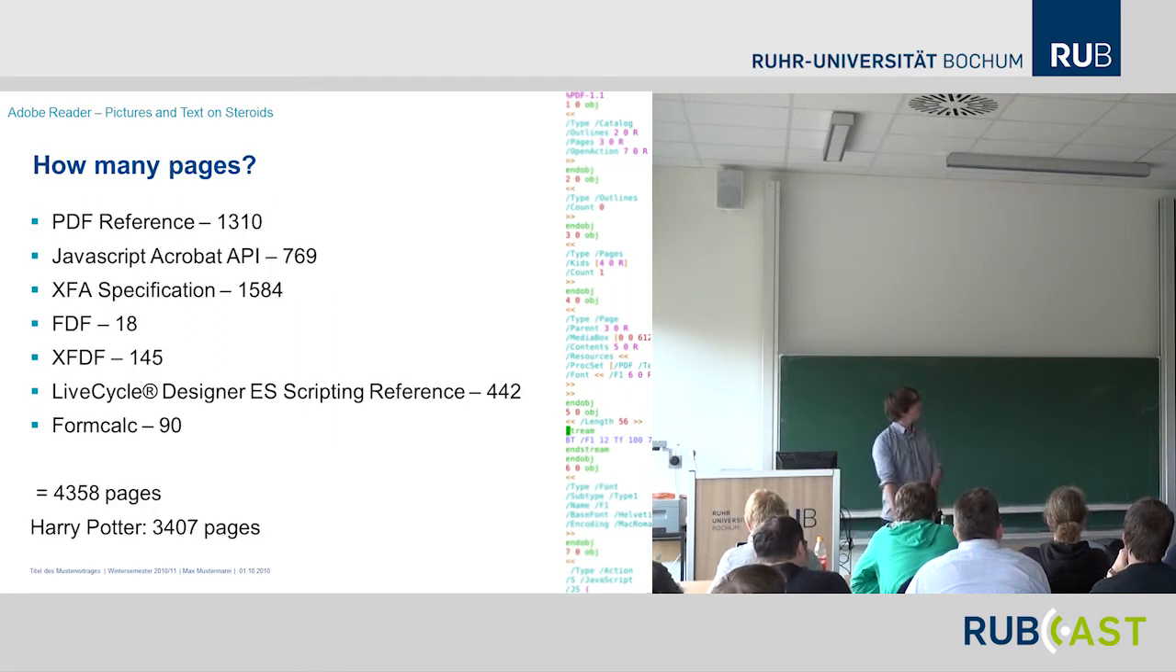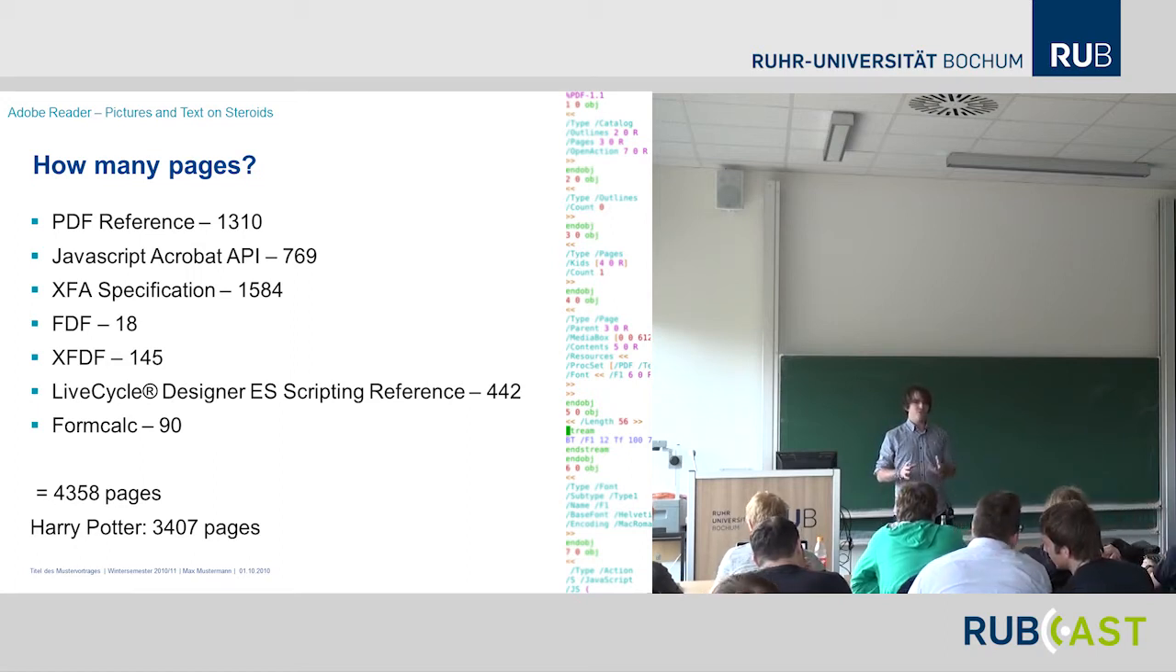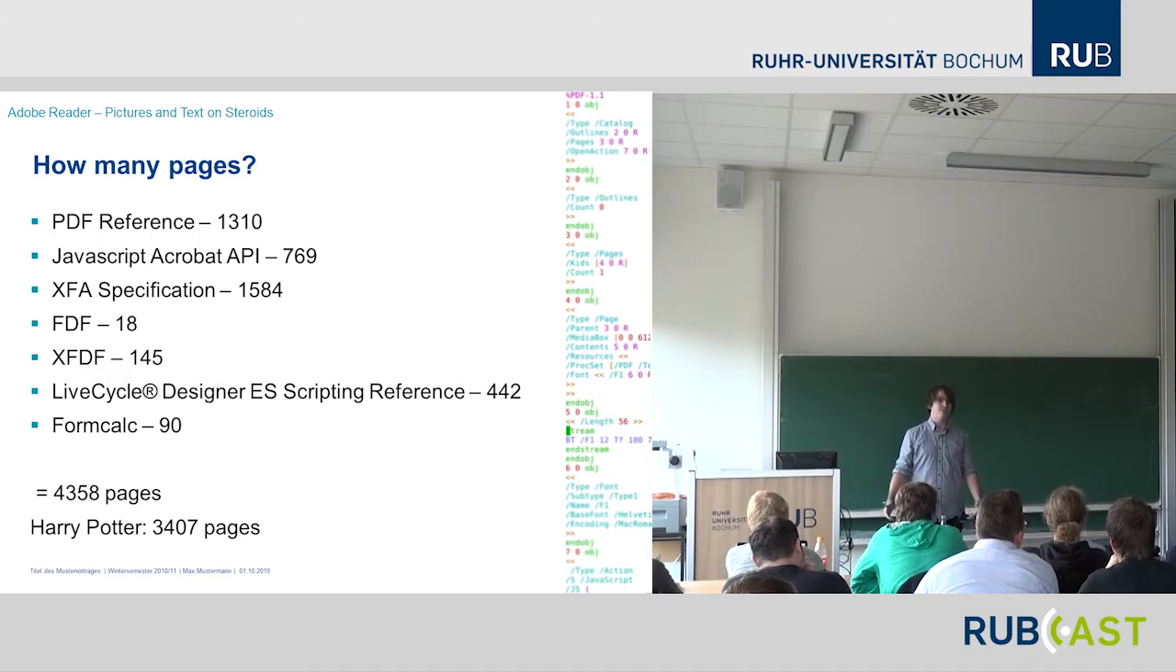So how many pages do you have to read? Actually, these are not all of the specifications Adobe Reader can parse. But the first one, the PDF specification itself, the JavaScript specification, XFA specification, FDF, XFDF, another JavaScript API, why not? And there's also FormCalc. What is missing? There is also a specific PDF font type, but it's only in PostScript, so it's not that interesting. And as you can see, it has more pages than Harry Potter together, so it takes some time to read everything about all features.